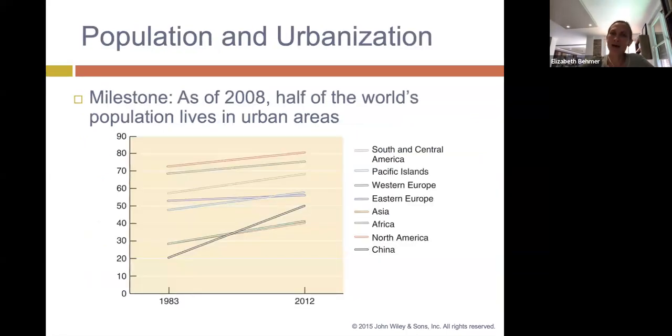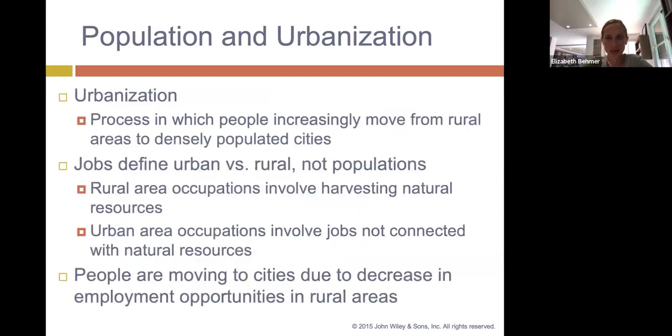So let's talk about population and urbanization. A milestone: as of 2008, half of the world's population lived in an urban area, in a city. So most of the world's population, now probably more than half, live in a city. Urbanization, what does that mean? It's the process in which people increasingly move from rural areas to densely populated cities.